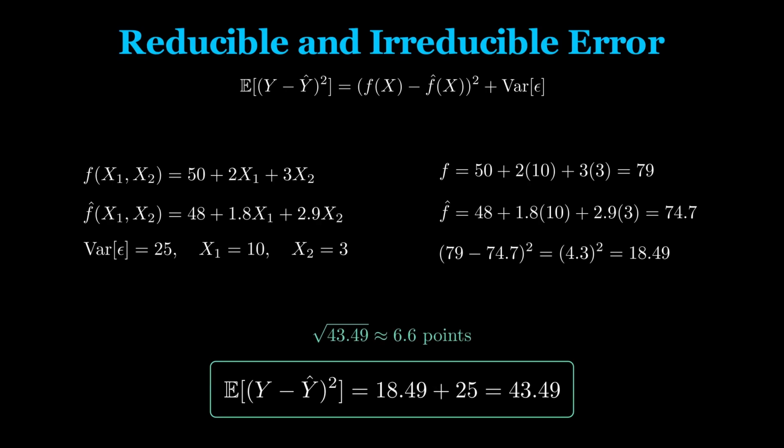Because the gaps are squared before taking their expectation, 43.49 is measured in squared points. Taking the square root returns us to the original scale. The corresponding root mean squared prediction error is about 6.6 points. Because the irreducible variance alone is 25, even a perfect model would still have a root mean squared prediction error of 5 points.